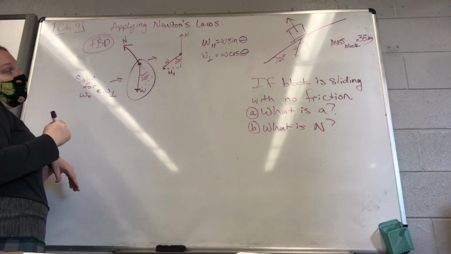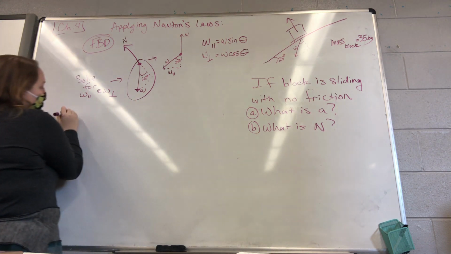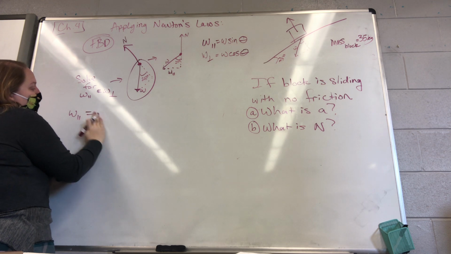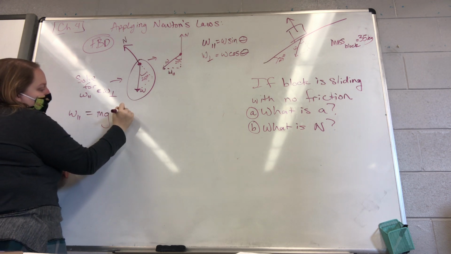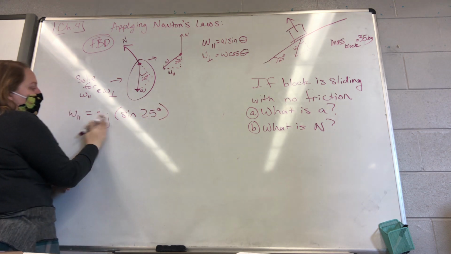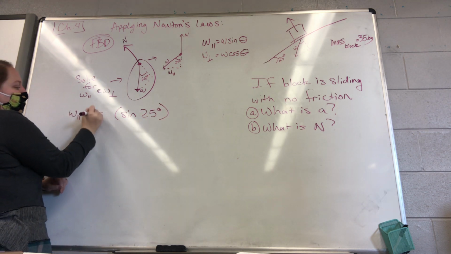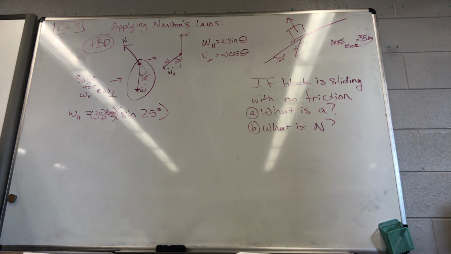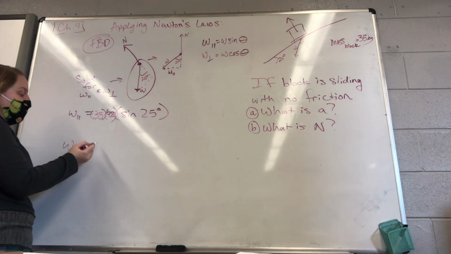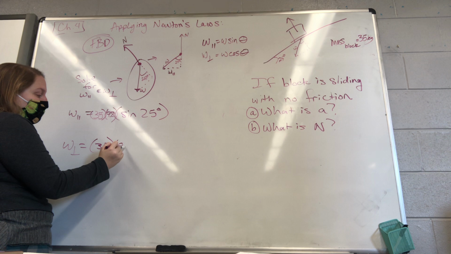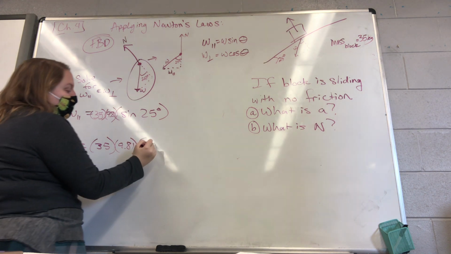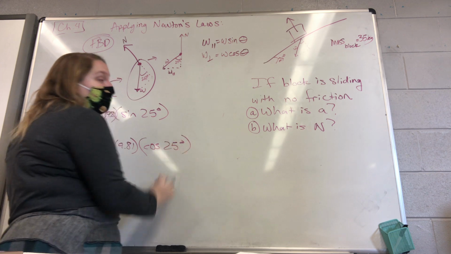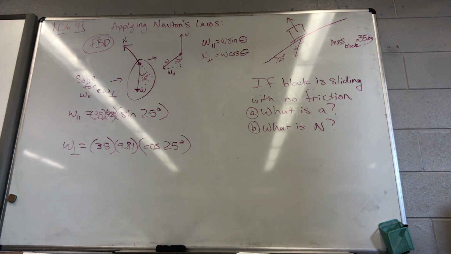Okay. All right, so I'm going to plug in numbers. So W parallel is going to be mg times the sine of 25 degrees. M was given as 35. And g is 9.81 or 9.8. W perpendicular is going to be mg times cosine of 25 degrees. Don't forget to be in degree mode in your calculator.